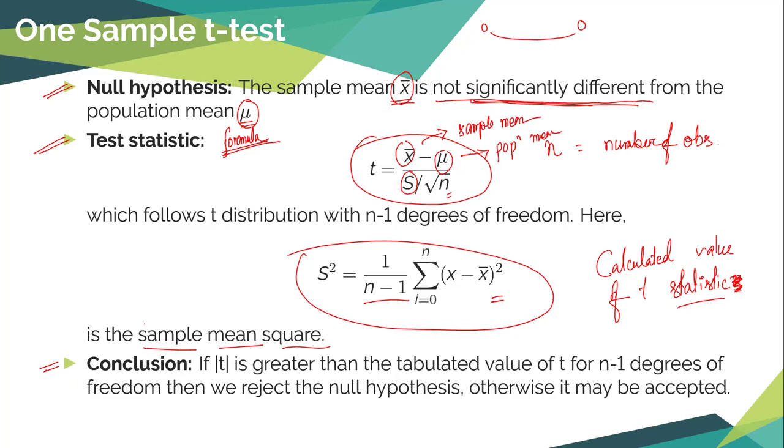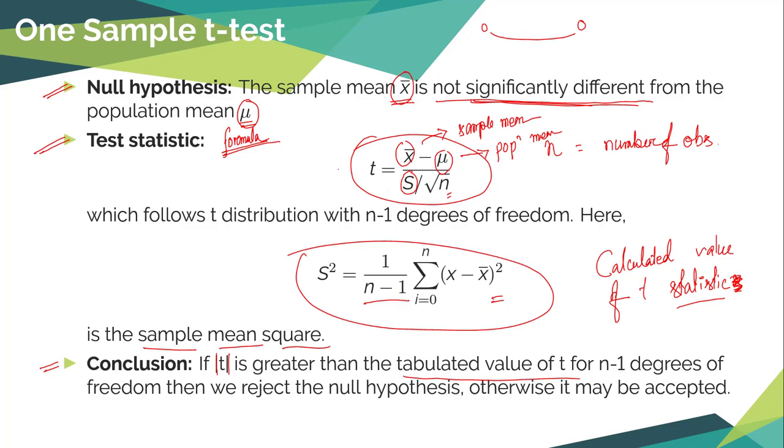Now how to draw the conclusion? If the modulus value, that means the positive value, of this calculated t statistic is greater than the tabulated value of t, right? So we will have a table. This table gives the different values of the t statistic for different degrees of freedom and different levels of significance, or alpha. Based on that table, we will make a conclusion.